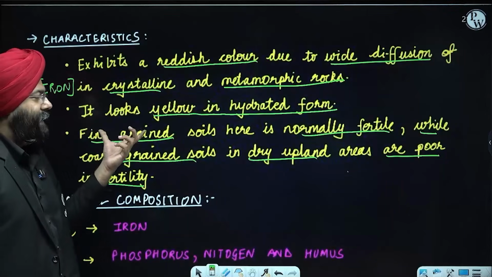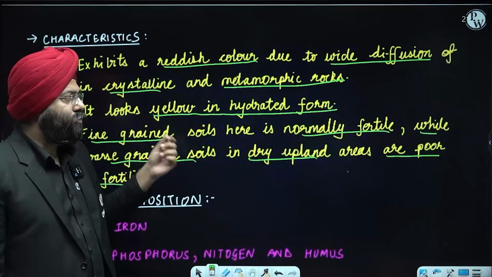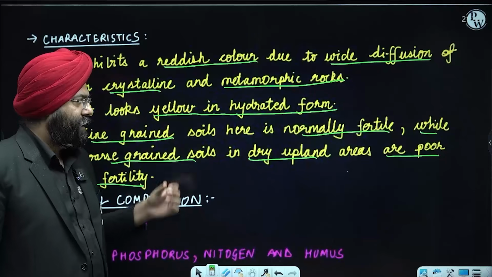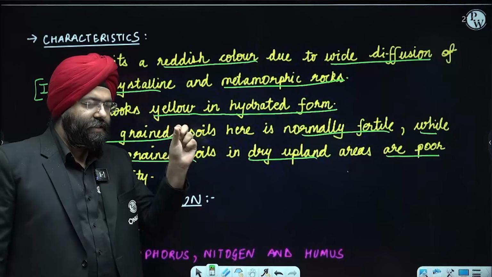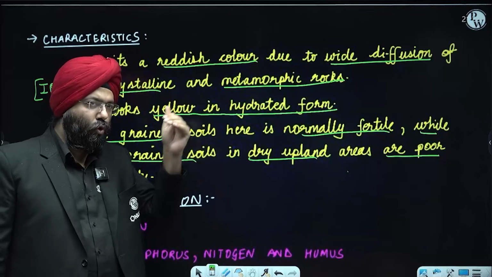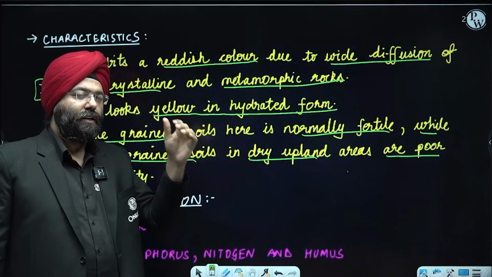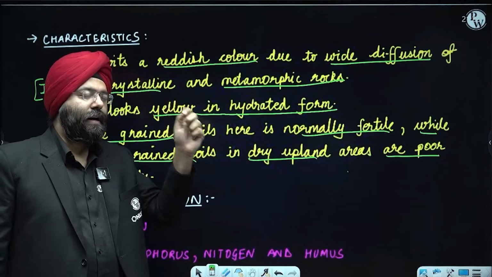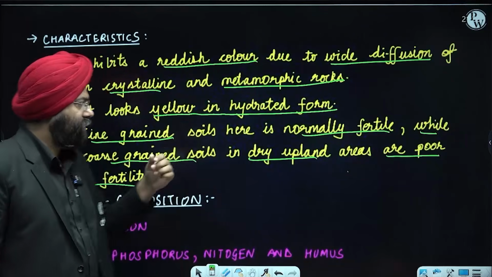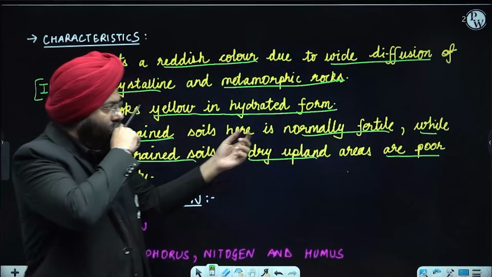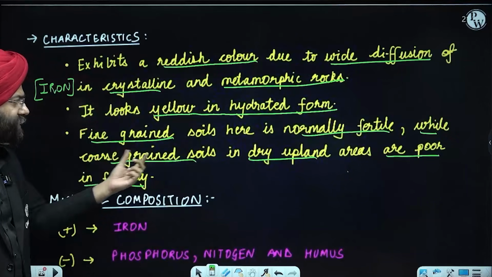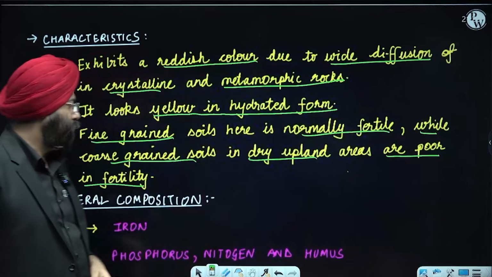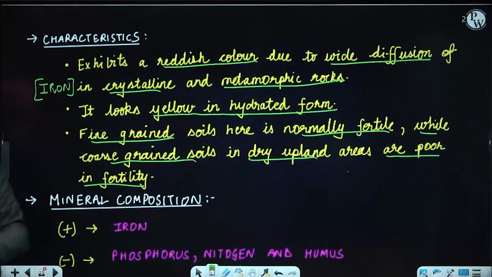Fine-grained, do you realize what we mean by fine-grained? Those where the texture is very fine, or the diameter is very small. The coarse are the ones where the diameter of the particles is large. So fine-grained soil is normally fertile, while coarse-grained soil in the dry uplands is poor in fertility. So you can note these down also, it's important.